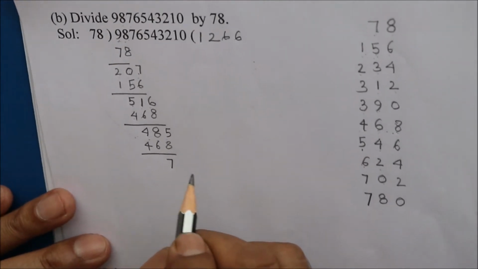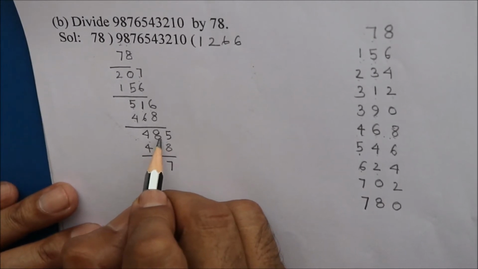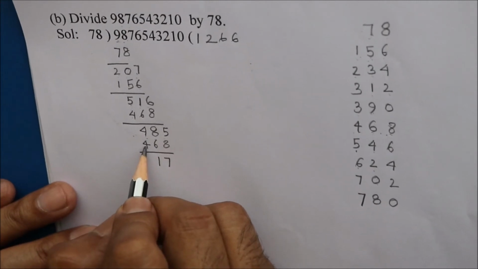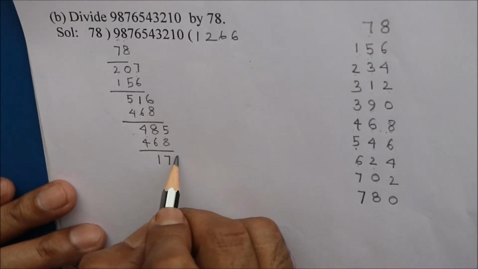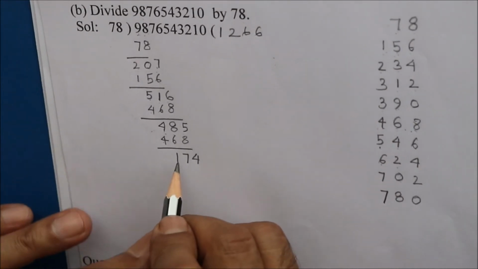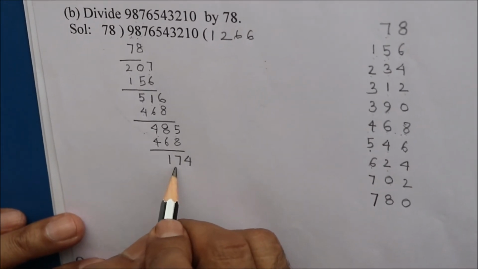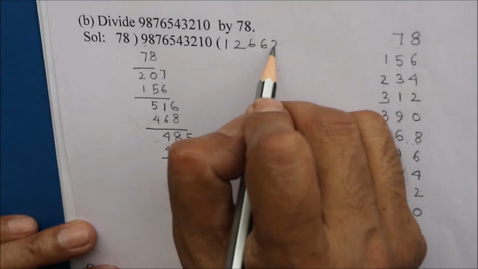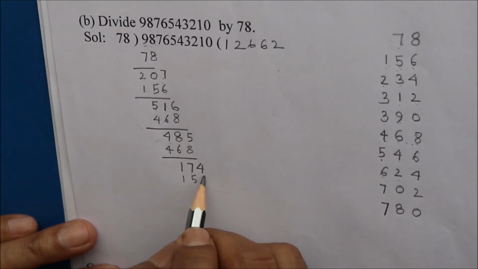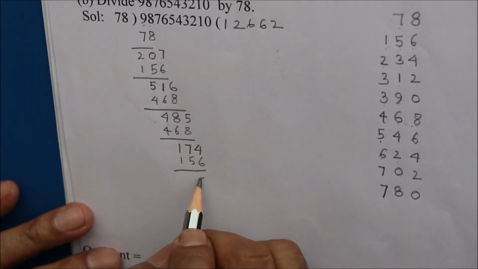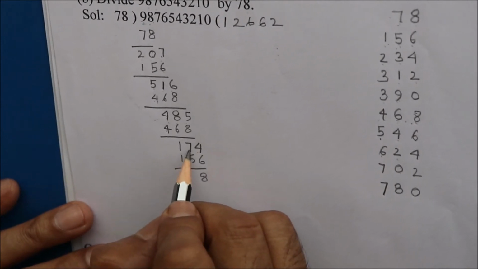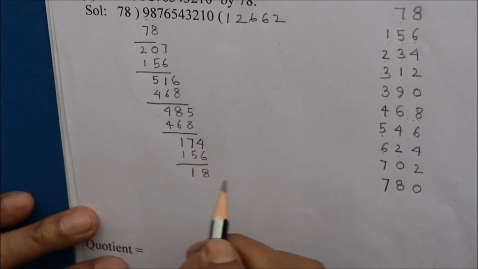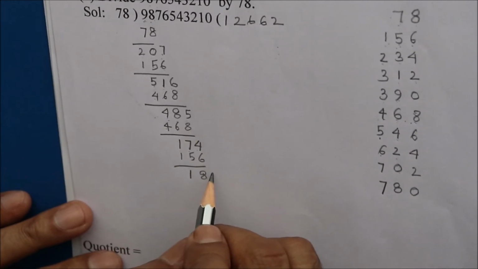3 more 7. 8 minus 1, 7. 7 minus 6, 1. 4 minus 4, 0. Bring down the next digit 4. The nearest multiple less than 174 is 156, which is the second multiple. Write here 2 and 156. 2 more 8. 7 minus 1, 6. 6 minus 5, 1.